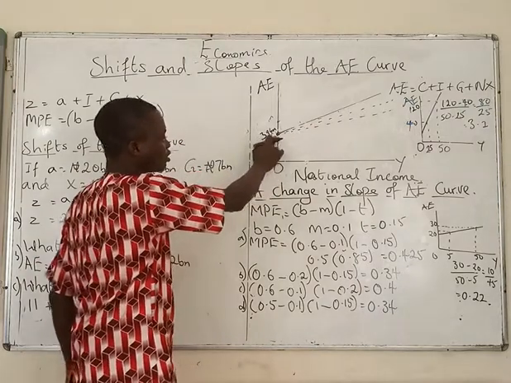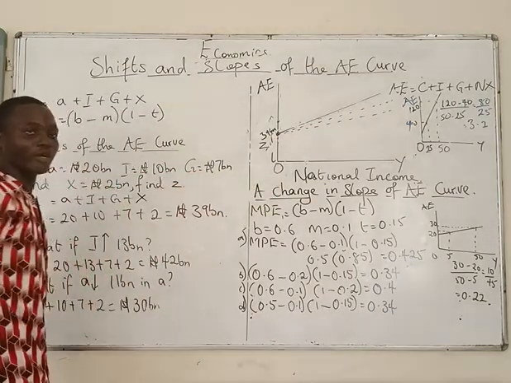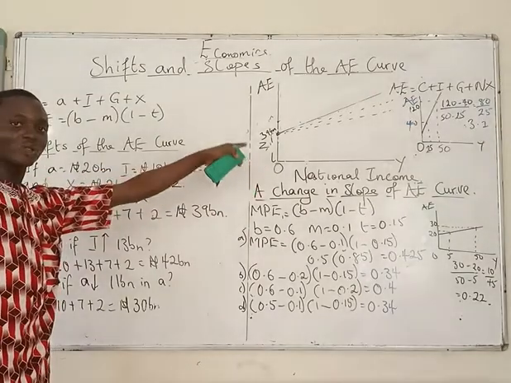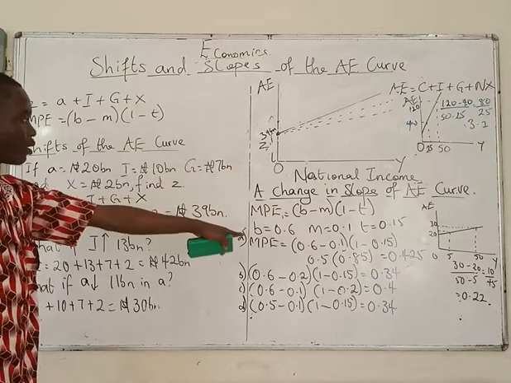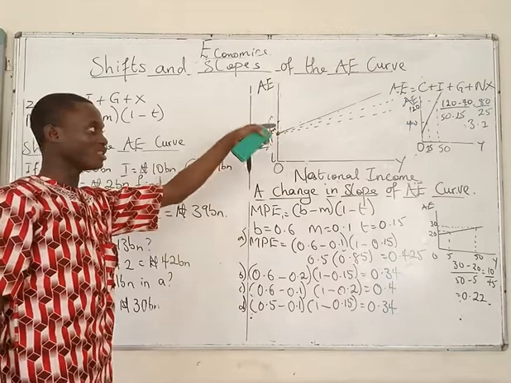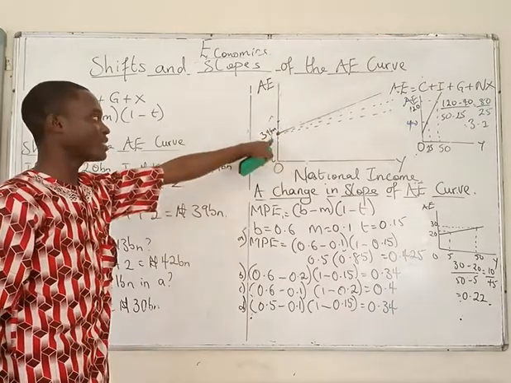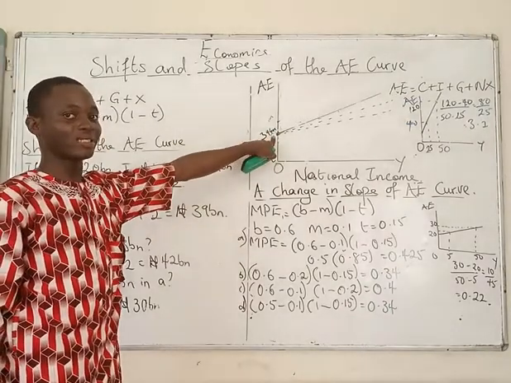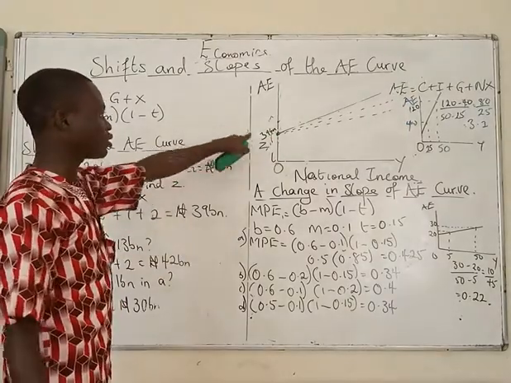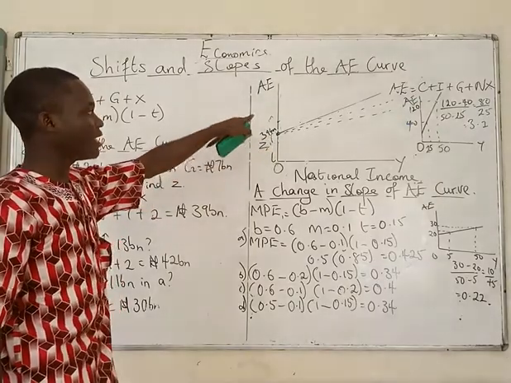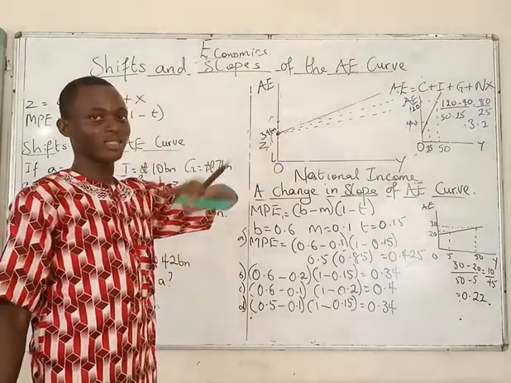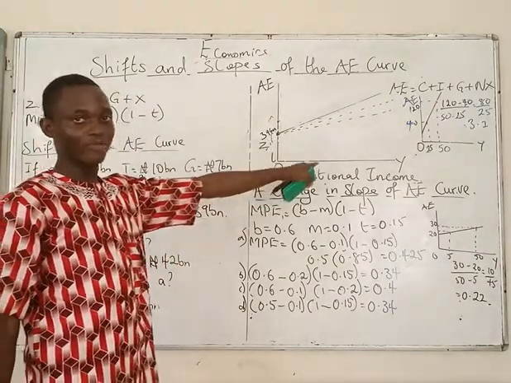And recall that what you have on the vertical axis, the value of the autonomous expenditure, is not going to change. So when any of the components of the MPE changes, B, M, or T, there is going to be a change in the slope of the aggregate expenditure function without a change in the vertical axis at all. And like what we did the first time, when the autonomous expenditure changes, there will be a shift of the AE curve, but there won't be any change in the slope. That is what I really want us to understand from this class.